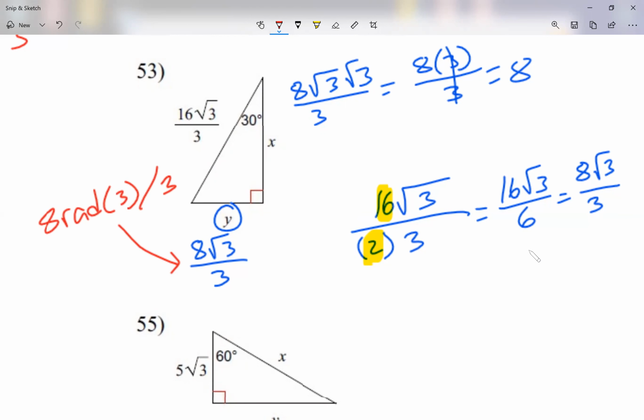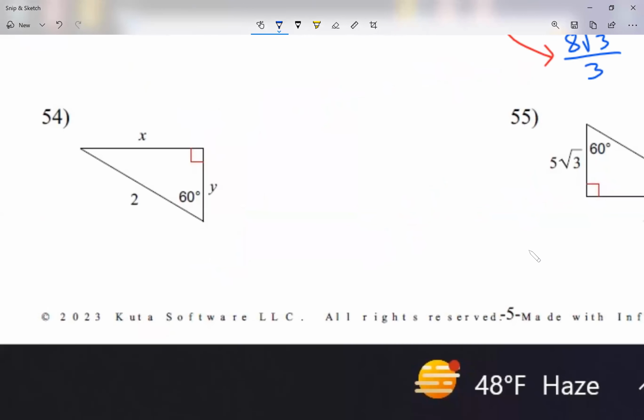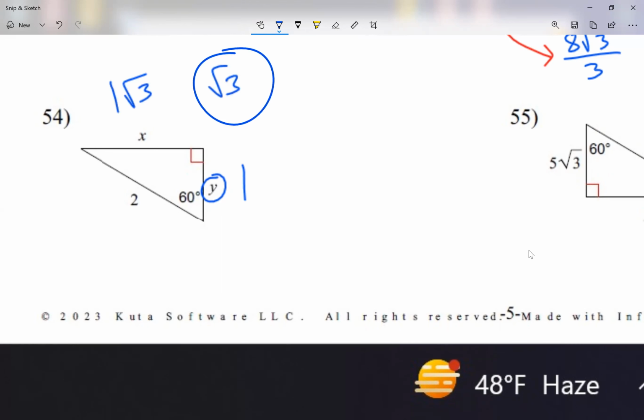Okay, two more examples. Let's take a look at 54. I don't have the small side. I have the hypotenuse. Our hypotenuse is 2, so I'm going to say the small side is 1, half of 2. Now that I have the small side, I'm going to be able to solve for x. I'm going to go 1 times radical 3. A whole number and the radical cannot be combined, but in reality we just write this as radical 3. We don't really write the 1 in front of it. So x is radical 3 and y is 1.